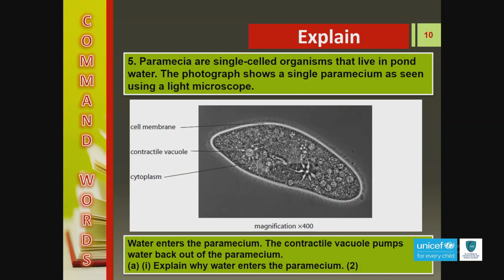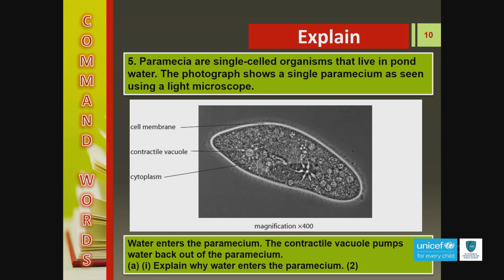So the next command word is very, very important: the explain question. The question says that paramecium are single-celled organisms that live in pond water. The photograph shows a single paramecium as seen using a light microscope. Water enters the paramecium. The contractile vacuole pumps water out of the paramecium. Explain why water enters the paramecium.